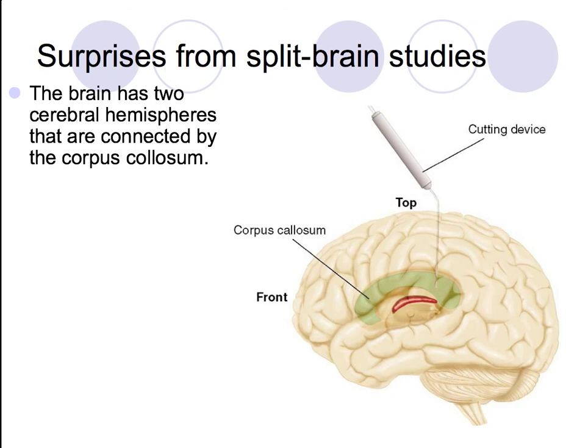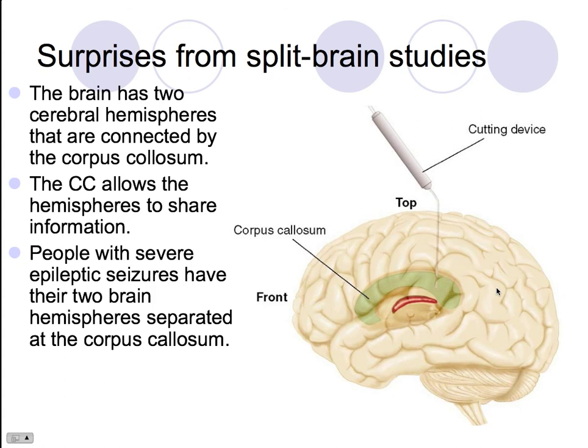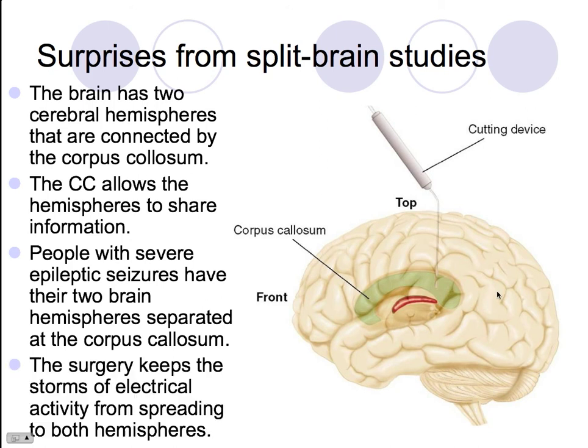of the anatomy. The brain has two cerebral hemispheres that are connected by this middle structure, the corpus callosum. And that allows the two hemispheres to share information. People who have severe epileptic seizures, the seizure can start from one part of the brain and spread to the other. So if it gets really, really bad, we're talking 100, 200 seizures per day, a surgeon will cut the corpus callosum so that the seizure activity doesn't spread to the other hemisphere, and in some cases this saves people's lives.